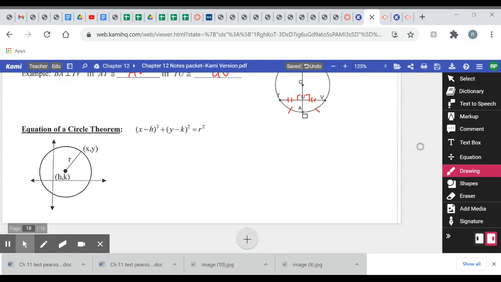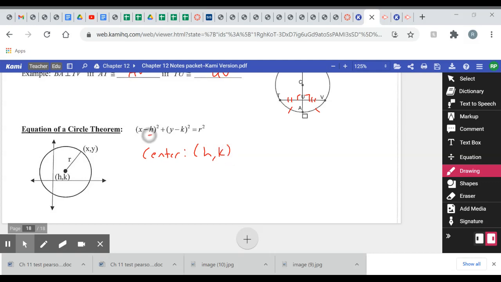All right, last little bit is just the equation of the circle that we talked about in section 12.5, that we have x minus h in parentheses squared plus y minus k in parentheses squared is equal to r squared. We can see from the picture that the center is (h, k) and our radius goes from the center out to the circle to some point (x, y). So again, the center of the circle is (h, k).